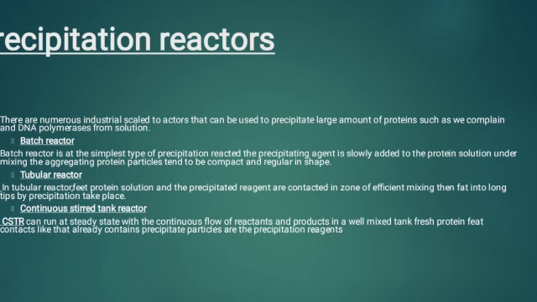There are numerous industrial-scale reactors that can be used to precipitate large amounts of protein, such as DNA polymerases, from solution. Batch reactor. The batch reactor is the simplest type of precipitation reactor. Tubular reactor. In a tubular reactor, the feed protein solution and precipitating reagent are contacted. Continuous stirred tank reactor. A CSTR can run at steady state.